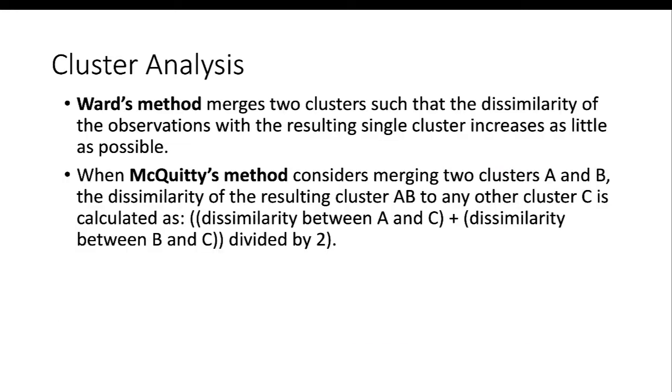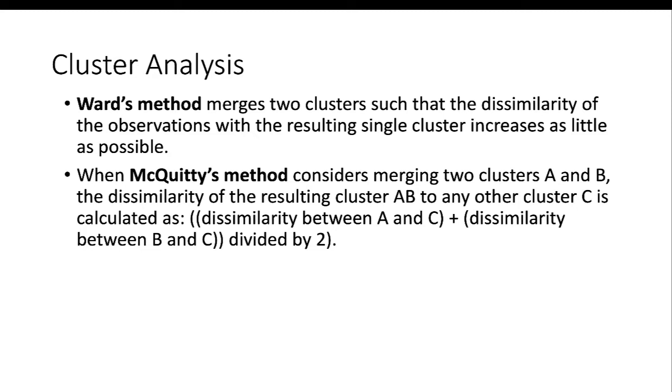There are two other methods for merging two clusters. Ward's method merges two clusters in a way that the similarity of the observations within the resulting single cluster increases as little as possible. It tends to create clearly defined clusters, and they're often of similar size. For a pair of clusters under consideration for aggregation, Ward's method computes the centroid of the resulting merged cluster and then calculates the sum of the squared dissimilarities between the centroid and each observation in the two clusters combined.